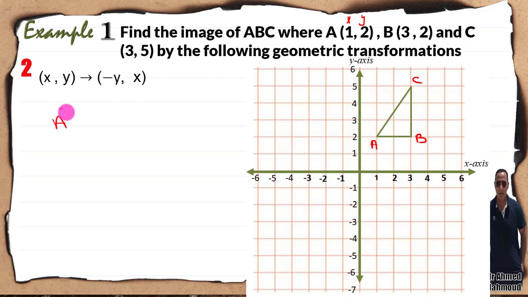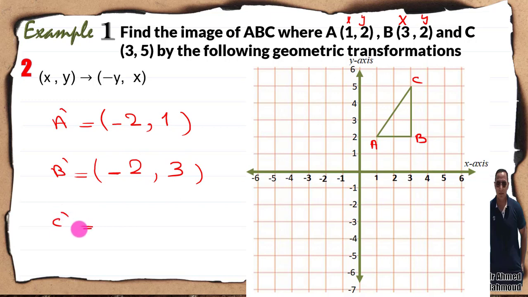So A dash will be like this. Negative y and x, so it will be negative 2 as the first number, and x, which is 1 here. I'm going to switch the numbers and change the sign of y. Okay, B dash. Here x, and this is y. So it will be negative y and x, negative 2 and 3. C dash.